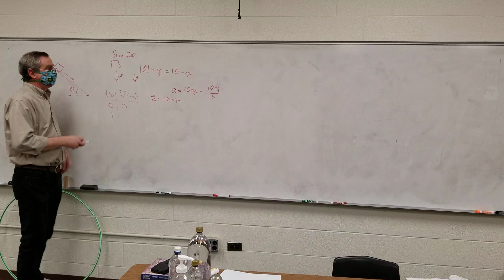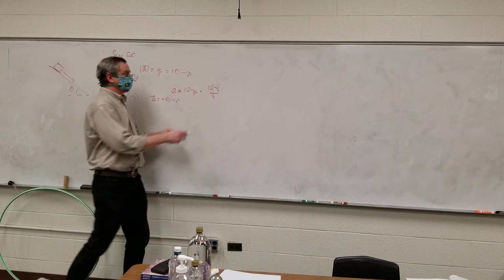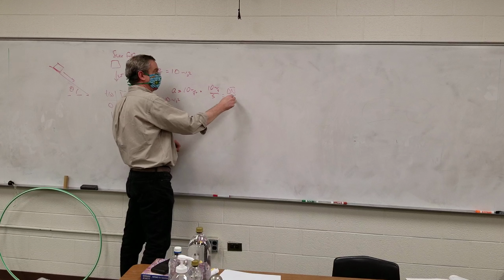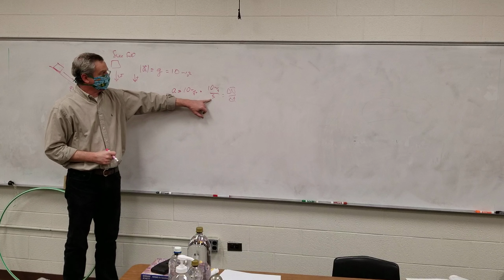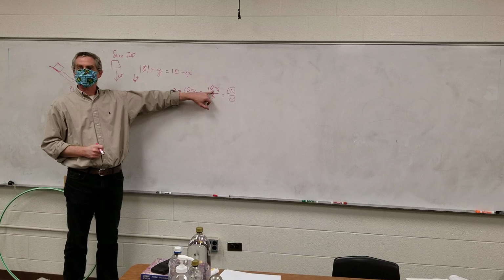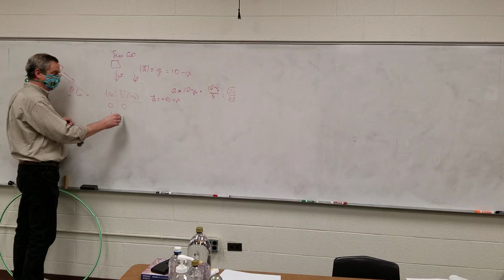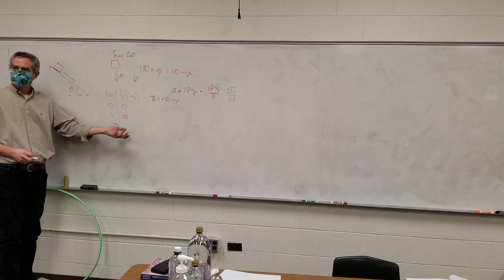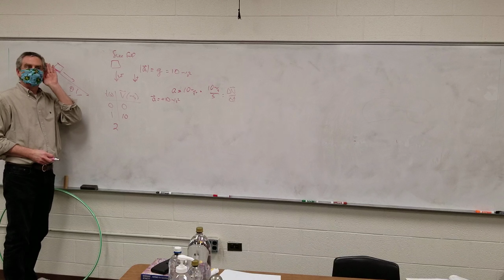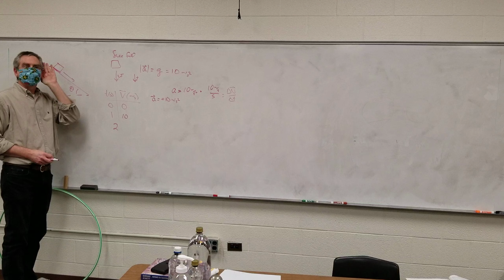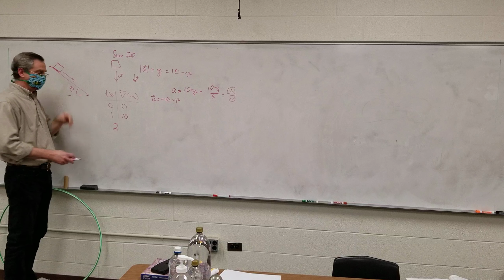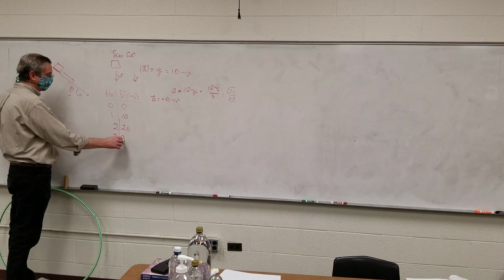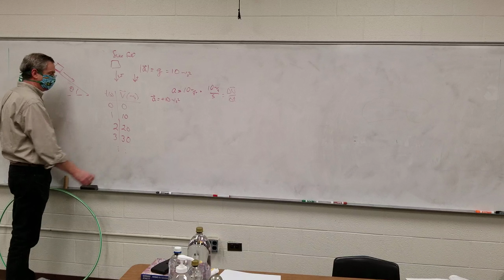So after 1 second, acceleration also being change in velocity over change in time, which tells me after each second, my velocity changes by 10 meters per second. So after 1 second, it's going 10 meters per second. After 2 seconds, 20 meters per second. After 3 seconds, 30, and so on, until it hits the ground.